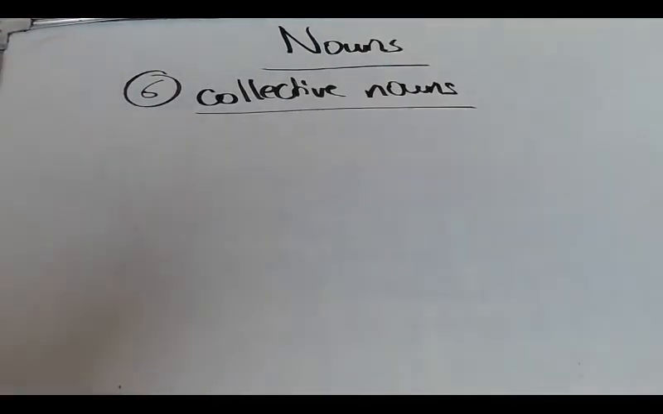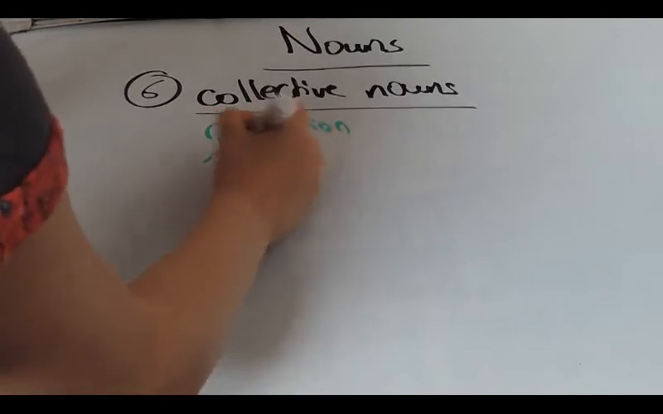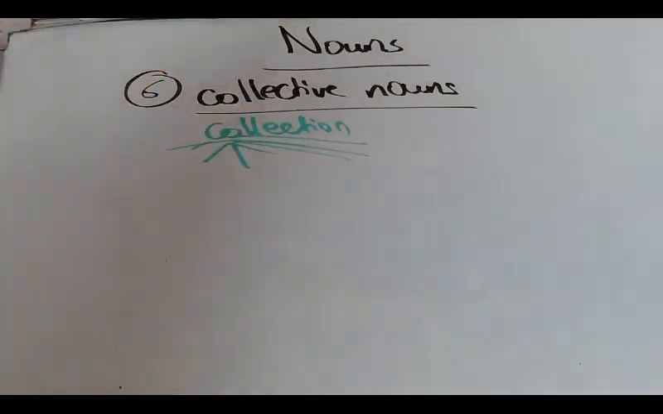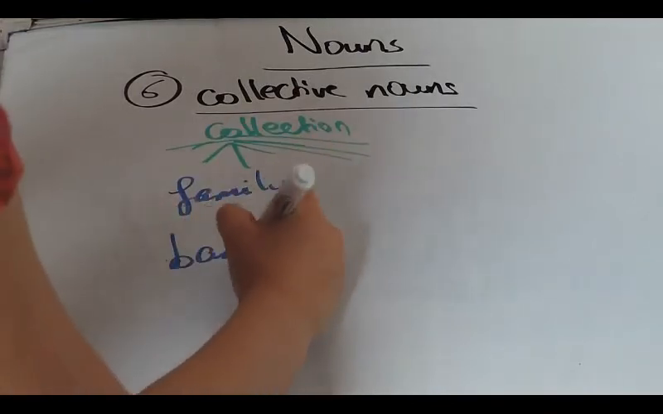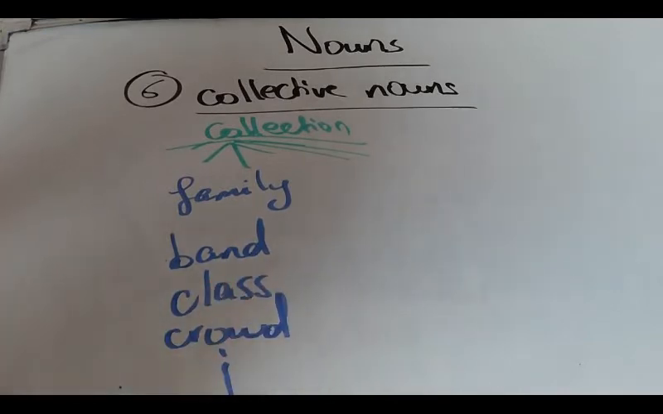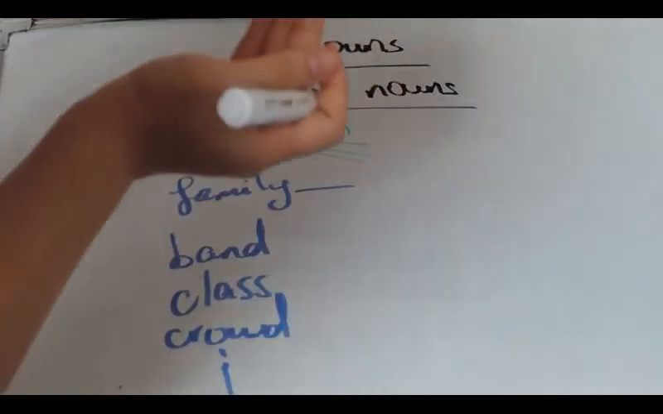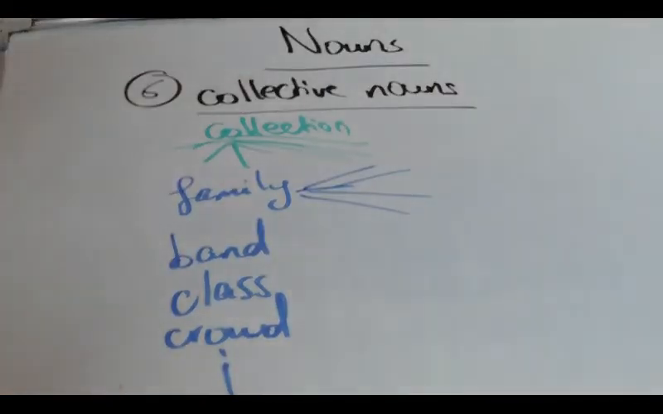Number 6, collective nouns. A collective noun is a noun that names a group of people, animals, or things. So, collective, collection, and collections means parts together, a group of things. Examples: family, band, class, crowd, and so on. So family here, at least I have 2 members. 2 members make a family, so more than one. So it is considered a collective noun.